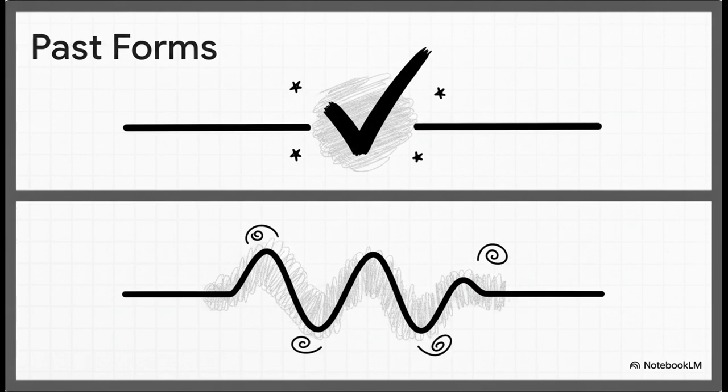The simple past just uses V2 for those completed events. Easy enough. But look at the past continuous. The formula is was or were plus VING. It's used for actions that were in progress in the past. Look at that beautiful mathematical consistency again. If it's a continuous action, we use the VING pattern. We just swap out our present helpers for the past helpers, was and were.